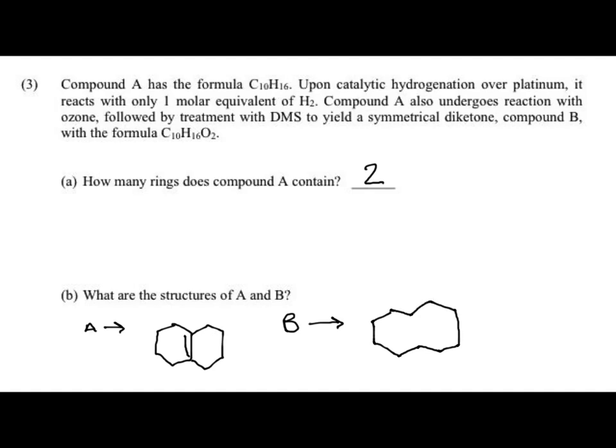Okay, so it means catalytic hydrogenation over platinum reacts with only one molar equivalent of H2. That tells you that there's one double bond in the compound. Then A undergoes reaction with ozone followed by treatment with DMS. That also tells you it's a double bond, to yield the symmetrical ketones. The double bond must be symmetric. And then you have this molecular formula. So that's the correct answer.